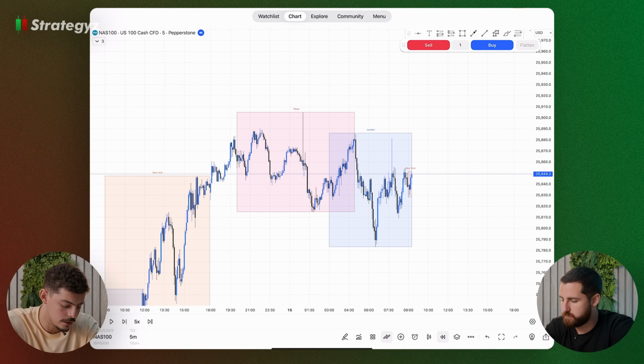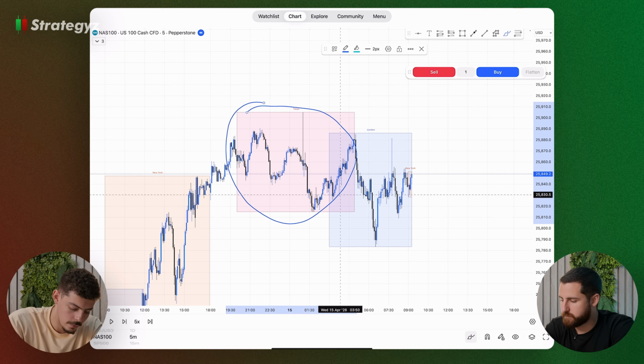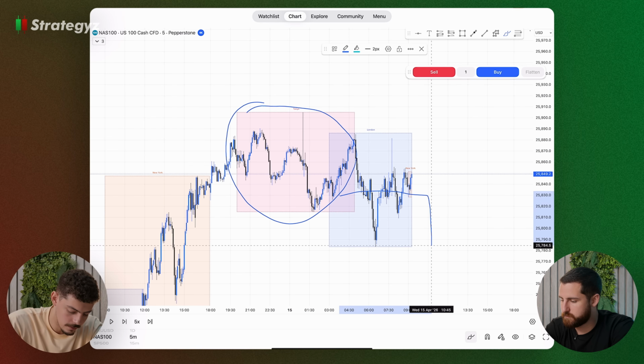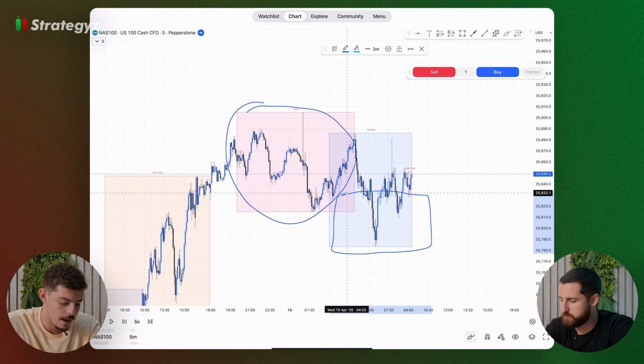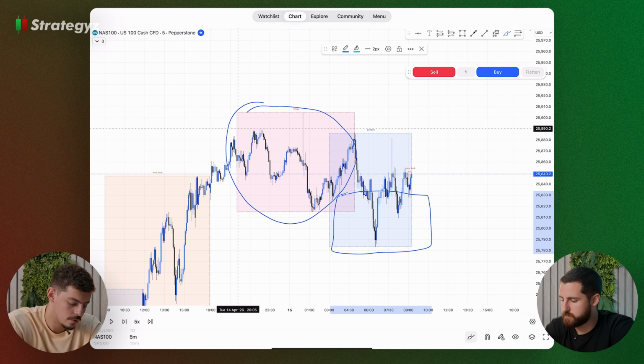That Asia was accumulating. We got the manipulation in London. And what do we expect after that? So accumulation, manipulation during London, broke Asia lows.